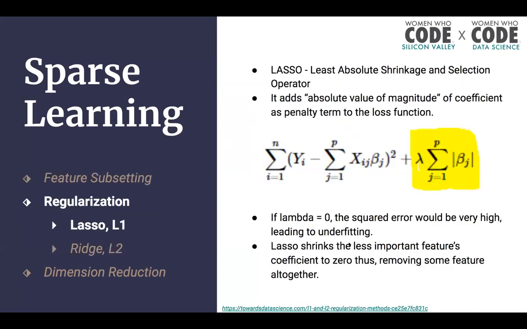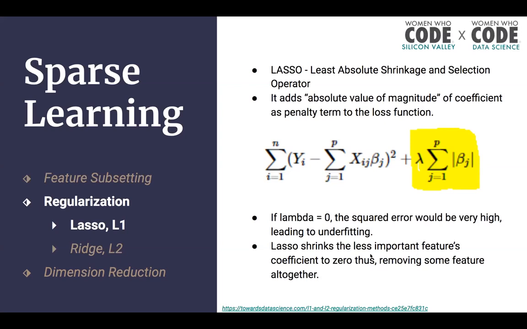Okay, so moving back, we saw L1 regularization, which is basically adding a lambda or a weight to the intercept value that we calculate. And this is the absolute value of magnitude. So if the lambda is very large, the B0 value is also going to tend to 0, which would increase our squared error to be very high. And if our squared error is high, this leads to underfitting. So Lasso is good for you to shrink the less important features and feature coefficients to 0 and remove some features altogether.